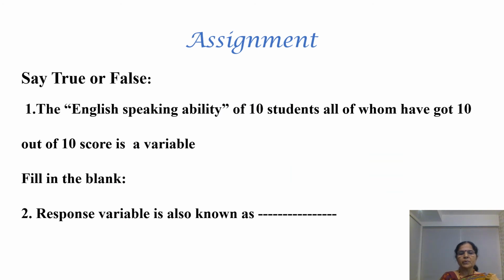Yes, friends, now we have come to the best part of the video, namely the assignment. There are two questions given. The first one is, say true or false. The English speaking ability of 10 students, all of whom have got 10 out of 10 score, is a variable. True or false? The second one is fill in the blanks. Response variable is also known as dash. Now think and answer the questions.